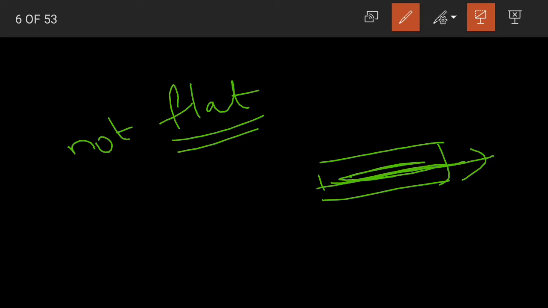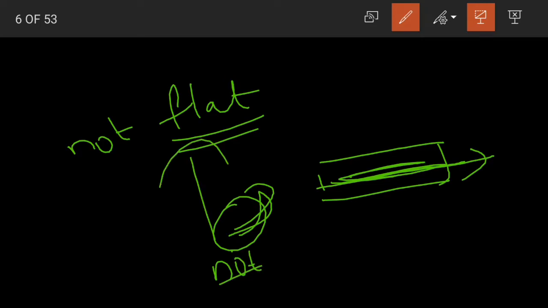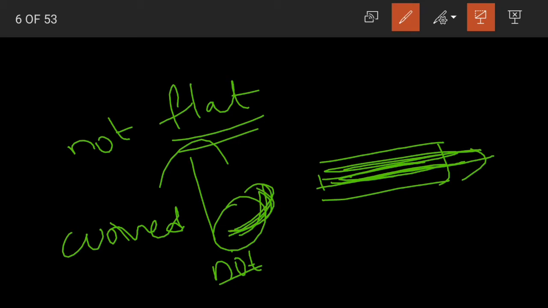Now when you touch a ball like this, when you move your hand around the ball, what will happen? Will your hand go in the same direction or will it go in a circular way? It will go in a circular way. So that means the ball does not have a flat surface. Then what is that type of surface called? It is called a curved surface. So there are objects that have a flat surface and objects that have a curved surface.